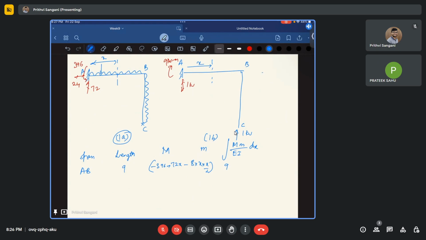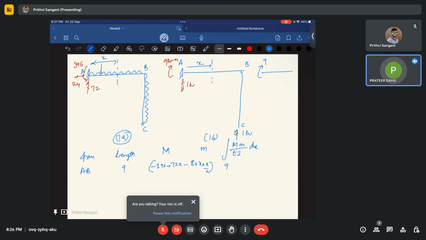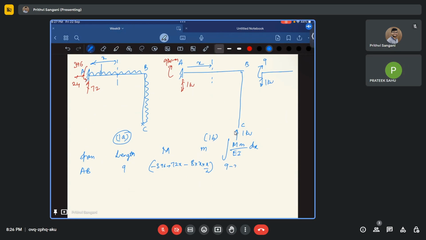This is 9, and the downward one has a 1. Downwards is minus. So it is 9 minus x. If there is no plus, if I say no for your positive answer, then it should be minus. But it's better you understand the concepts, okay? You are able to follow it, right?